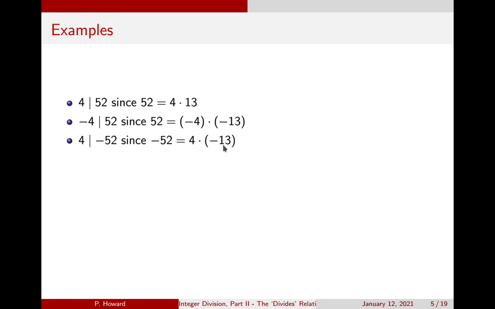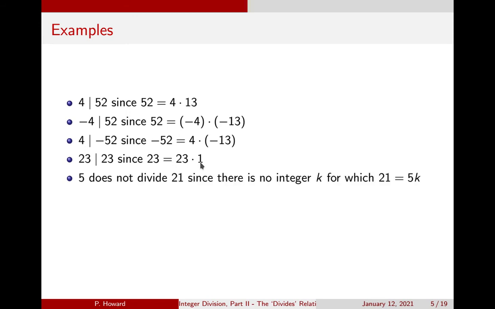And it's also the case that minus 4 divides minus 52. I just did not include it in this list. 23 divides 23, because 23 can be written as 23 times an integer, namely 1. 5 does not divide 21, because there is no integer k for which 21 is 5 times k. In other words, 21 cannot be factored into two integers, one of which is 5.